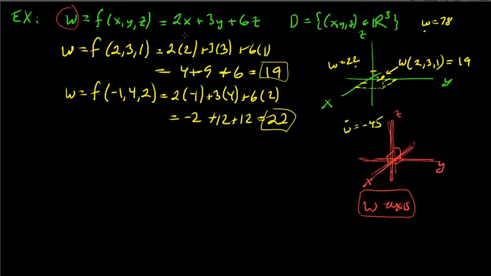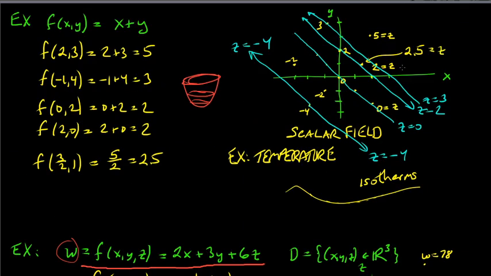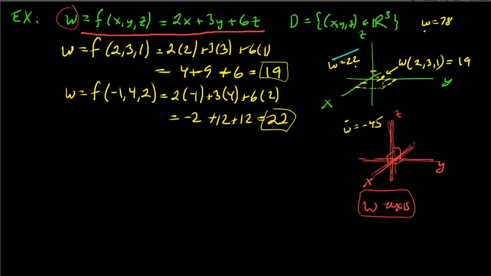So the best way to think about these functions of 3 variables is to think about the scalar field, each point having a different value. Somewhere in space, at a given value of w, let's say w equals 22, all points with w equals 22 will be a surface, not a line like it was in this example. In this case, it'll just be a plane in space.